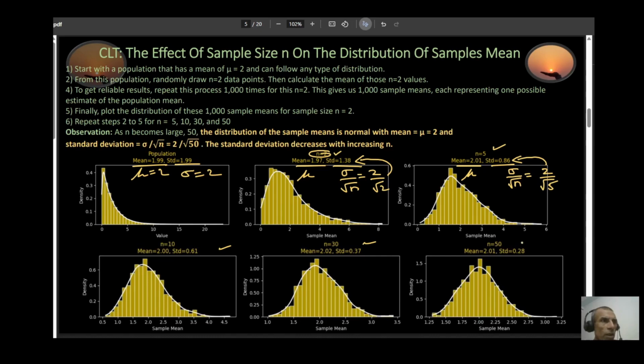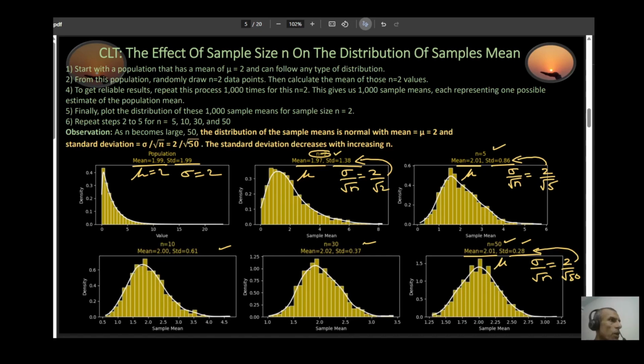And let's look at this last one. In this case, my n equal to 50. My mean is 2.01, which is the same as the population mean. What about standard deviation? This standard deviation is the same as your population standard deviation divided by root n. Substitute your value of sigma, which in this case, the population standard deviation, is 2, divided by root 50 because my sample size is 50, and the answer would be 0.28.